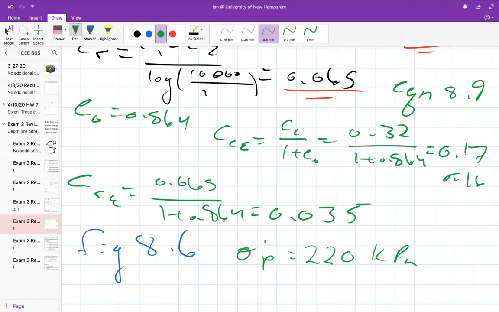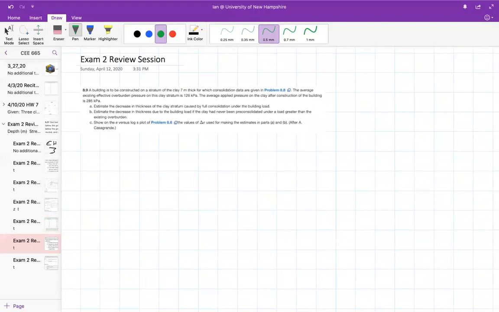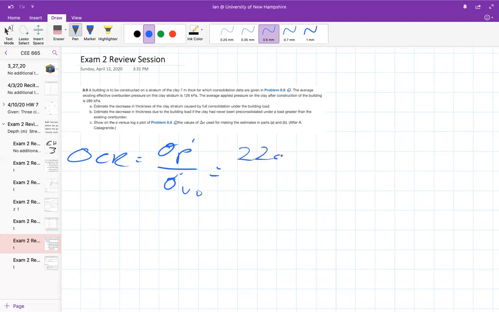And like you saw in your homework, this is kind of compounding into 8.9. So we need to estimate the thickness and all this kind of stuff. To do this problem, we need to find our OCR. When you are doing settlement or consolidation, this is usually one of the first steps that you need, because this will tell you which equation you'll be using. So sigma p prime over sigma v naught will be 220 over 126, which is given to us, which will be 1.75.